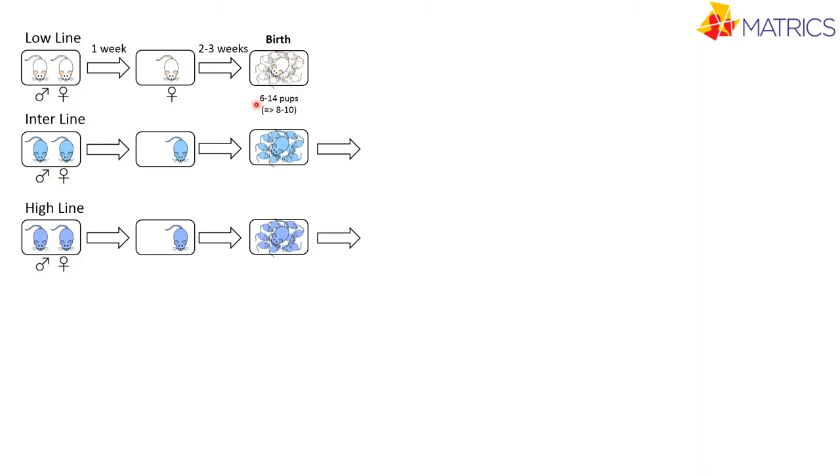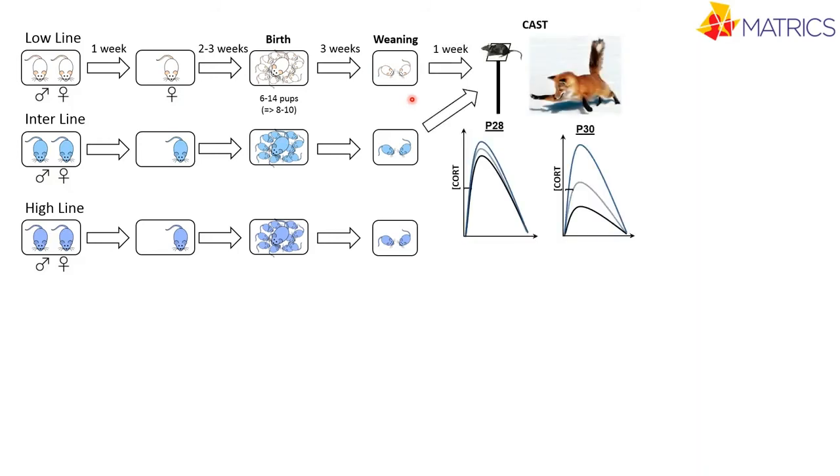It will depend. After 3 weeks, the pups are born. So we usually obtain between 6 and 14 pups, but in order to avoid body weight differences due to the size of the litter, we keep only between 8 and 10 animals in the litters, and we then wait 3 weeks to do the weaning.